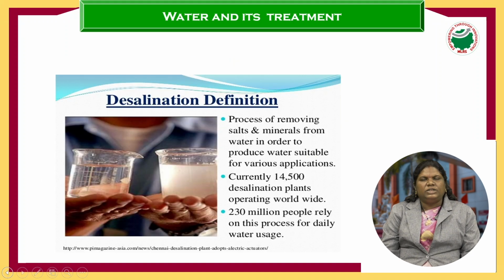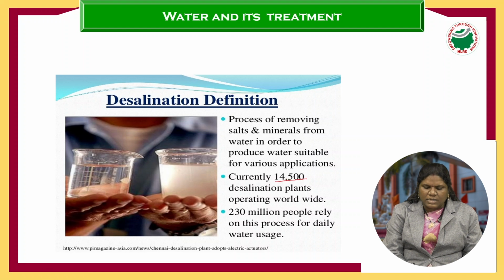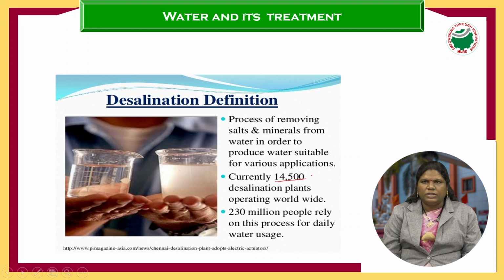Now, the desalination definition. It is the process of removing salts and minerals from the water in order to produce water suitable for various applications. Currently, how many desalination plants are available? 14,500 desalination plants are operating worldwide, and 230 million people are working on this process daily. This is about the desalination definition and how many plants are working. The number will be increasing every year.